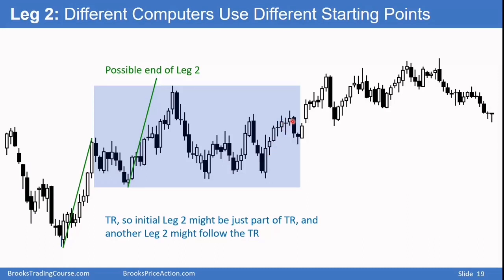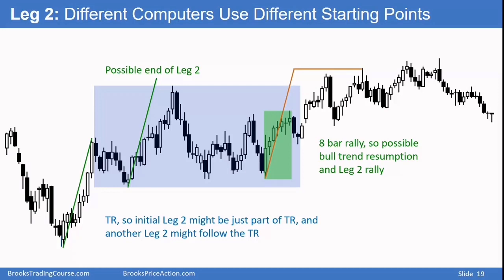At some point in here, I'm beginning to wonder if this is the start of the second leg up, that we had a rally, and this whole thing is a trading range after the rally, and that this is simply a strong bull trend in the pullback from the initial breakout. It does not matter that it went far above the top of the bull breakout. Effectively, it's still possibly a bull leg and a pullback from a strong bull breakout. 8-bar rally, so possible trend resumption and possibly the start of a second leg up. So leg 1, and then trading range, and then leg 2.